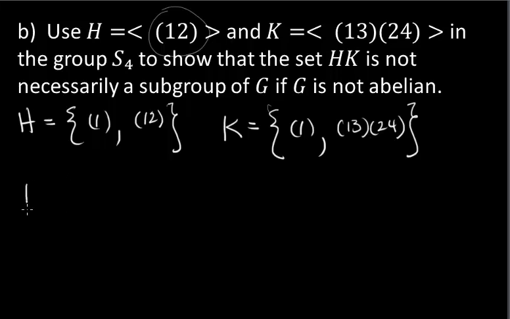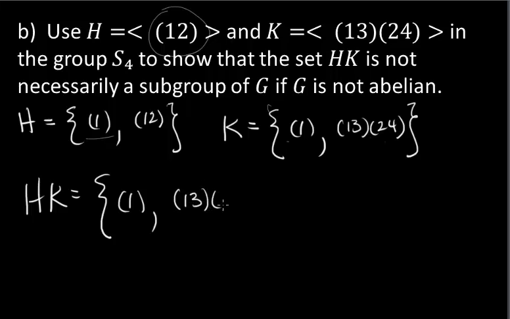But now we want HK, so we form it. We take the identity and multiply it to each element of K, and of course we get the identity permutation and (1 3)(2 4). I'm only multiplying on the left in H, right in K. So this was the identity times the identity, and this one was the identity times (1 3)(2 4).